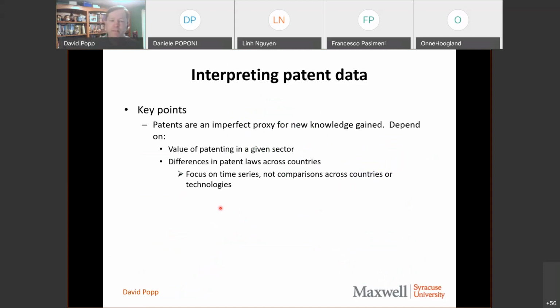The key points of this are that patents are an imperfect proxy for the new knowledge gained. They depend on the value of patenting in a given sector, and they depend on differences in patent laws across countries. Because of that, we want to be careful. We're better off focusing on time series, looking at trends within countries or within technologies. And we need to be more careful making comparisons across countries or across technologies.